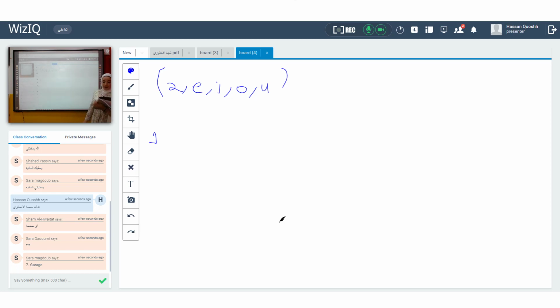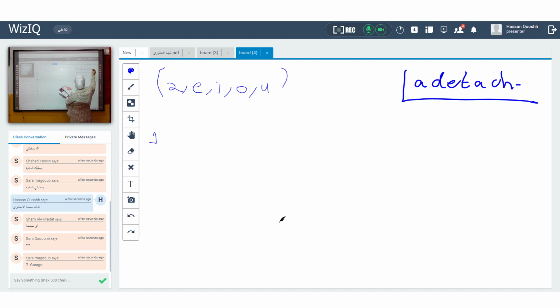Okay, the best part about living in. Okay, look at this word. This is a new word for you. In a detached. A detached. What's the meaning of a detached? A detached.